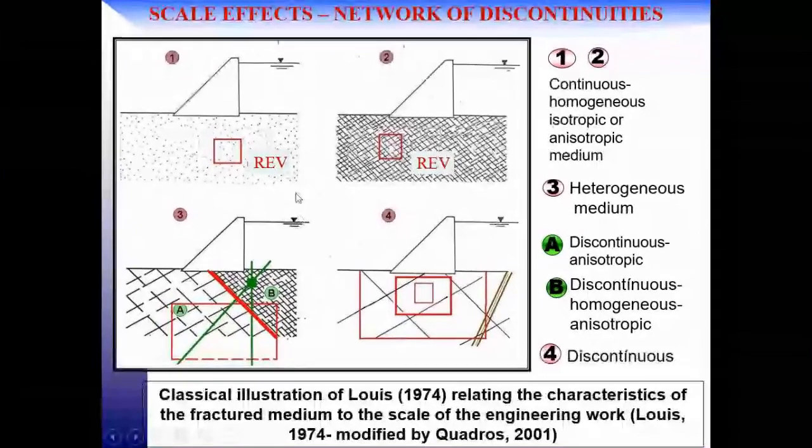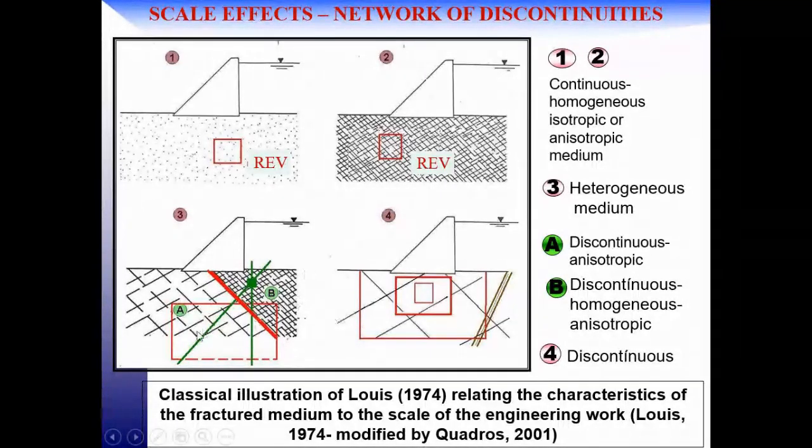Here we see a classical illustration from Louis in 1974 relating the characteristics of the fractured medium to the scale of the engineering work. In this figure, Louis tried to show when one can easily have an REV. In figure one, we see the representation of a continuous homogeneous isotropic or anisotropic medium. In figure two, we see a heterogeneous medium composed of a rock mass with two different spacings of fractures.